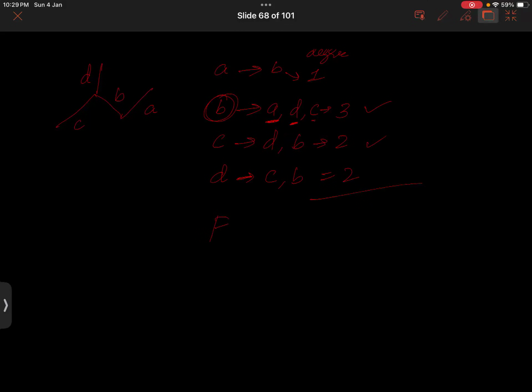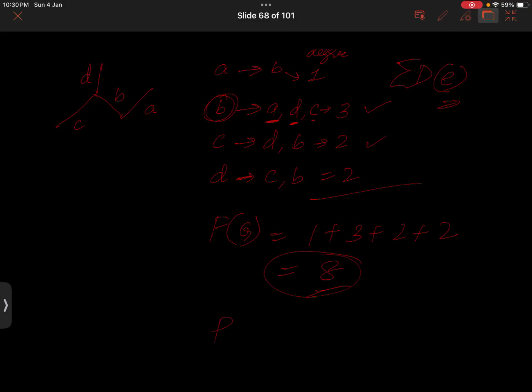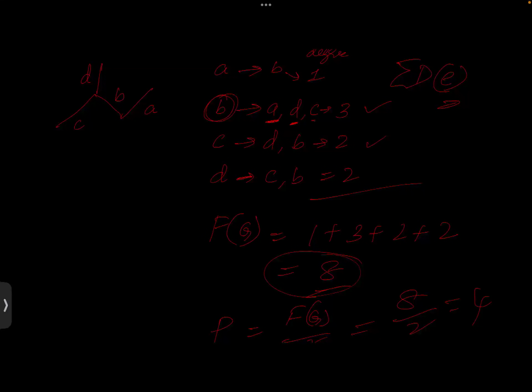So the plot number f of g for this is the sum of the degree of edges. So degree of edges is 1 plus 3 plus 2 plus 2. So this will be 8. So 8 is the plot number. Normalized plot number is f of g divided by 2. It will be 8 by 2, so 4. So this is how we calculate the plot number for this.